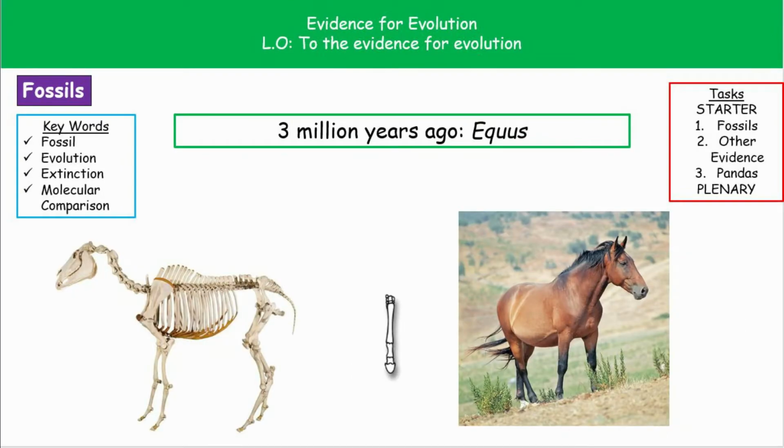And finally, we find Equus 3 million years ago. And this is our modern day horse. So we know what they look like. You can see horses in a lot of fields around. And if you look at the foot, again, it's maintained that hoof-like quality, but it has changed slightly.